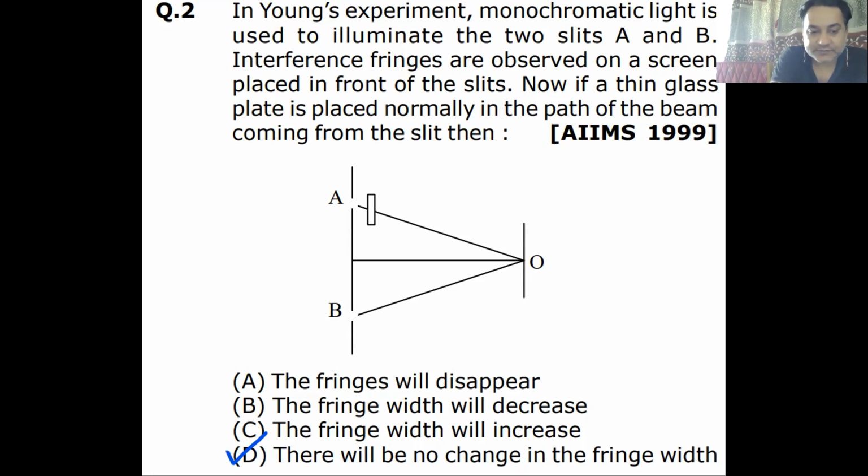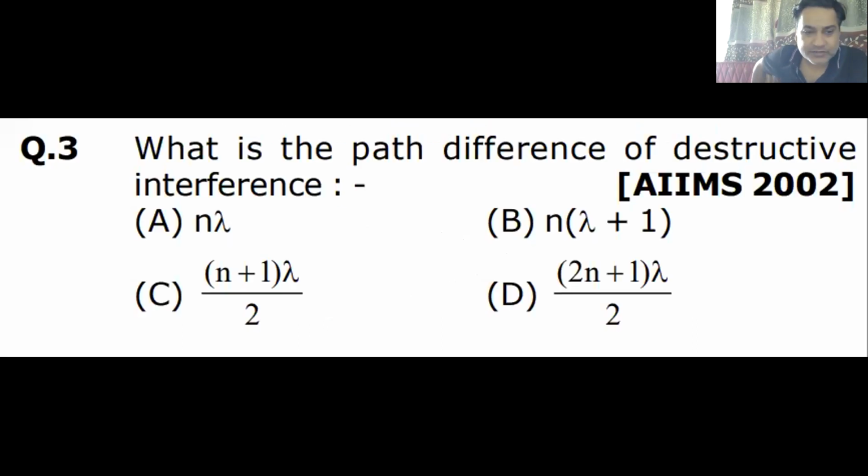Again, one of the questions, just to give you a revision, it can be asked in different ways. What is the path difference for destructive interference? N lambda, n into 1 plus lambda, n plus 1 by 2 lambda, or 2n plus 1 lambda by 2. What is the answer now? And the answer is number 4.